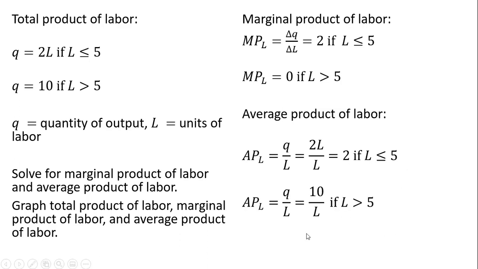When we're hiring beyond 5 workers, output will always equal 10, so just 10 divided by L will be our average product of labor. So for example, if L equals 10, 10 divided by 10 means the average product of labor is 1. If L is 20, average product of labor is 1/2, and so on.